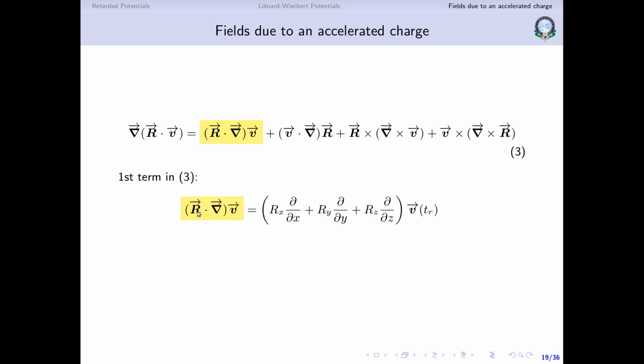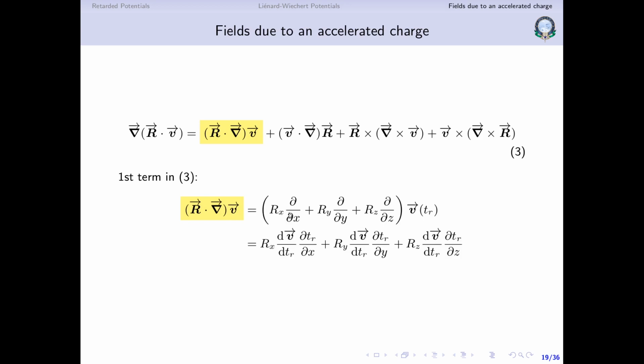So r dot del: r is equal to rx i cap plus ry j cap plus rz k cap, and del is nothing but dou by dou x i cap plus dou by dou y j cap plus dou by dou z k cap. When I take the dot product of these two, it's not exactly a dot product because the nabla operator is not a vector. It's like a vector, but not exactly a vector. But still, when we take the inner product of r and del, we'll get rx dou by dou x plus ry dou by dou y plus rz dou by dou z. So now this is the operator, and it will operate on the vector v, which is a function of tr.